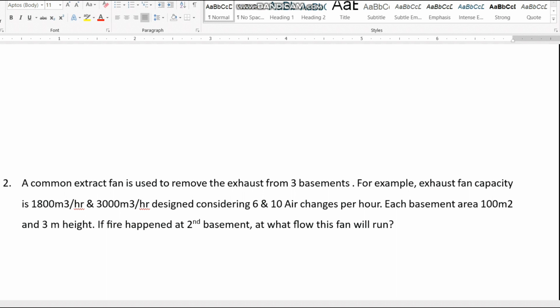the 3 basements. For example, the exhaust fan capacities are 1800 meter cube per hour and 3000 meter cube per hour, designed considering 6 and 10 air exchanges per hour. Each basement area was 100 meter square and 3 meter height. If a fire happens at the second basement, out of the 3 basements, at what floor will this fan run? So that is the second question.